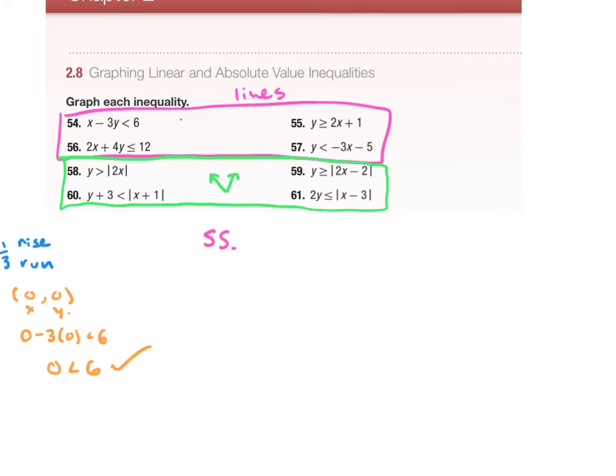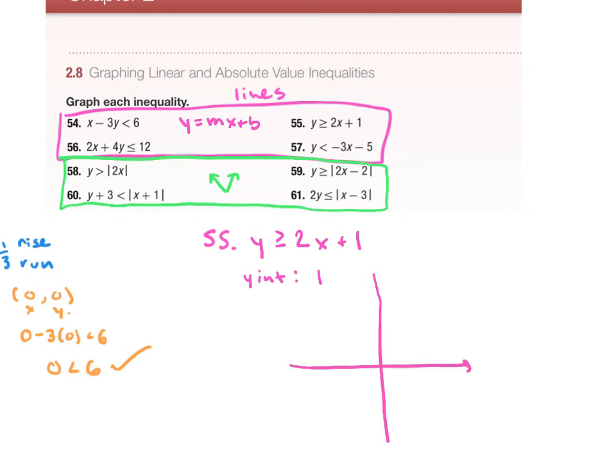So for lines, we always want our equation to be y is equal to mx plus b. So for 55, we have y is greater than or equal to 2x plus 1. Is this in our slope-intercept form? Yep, so we don't have to rearrange anything. We just leave it like this. So what is our intercept? 1. So we cross the y-axis at 1. So let's draw that on our graph. So we cross at 1, so we put a point there.